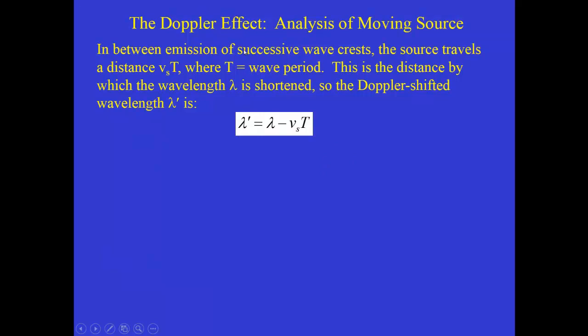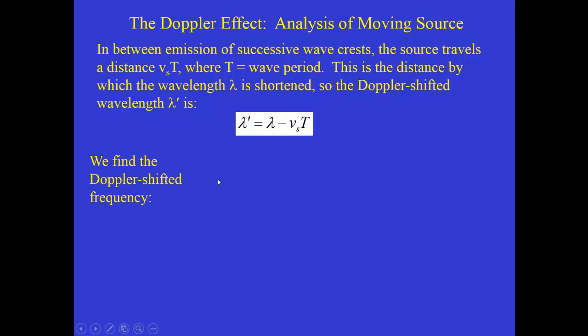In between the emission of those successive wave crests, the source travels a distance equal to its speed times the time in between the wave crests being emitted, and that time we call the wave period. So that's the amount by which the wavelength is shortened compared to what it would be if the source were at rest. So lambda prime, the shortened wavelength, is equal to lambda, which is the wavelength we would have if there was no motion, minus this distance traveled by the source.